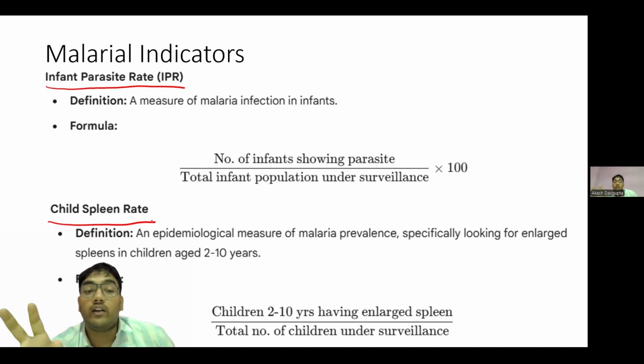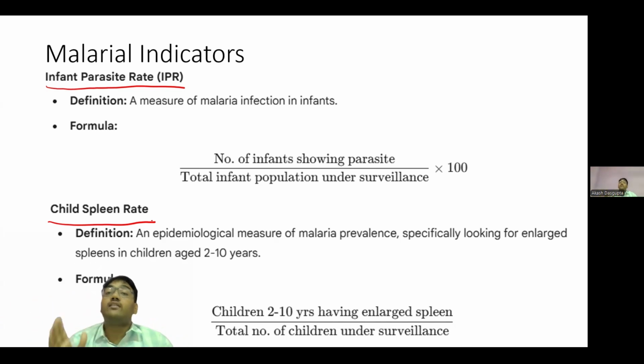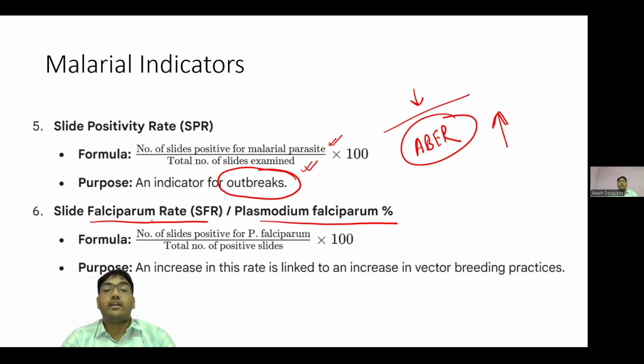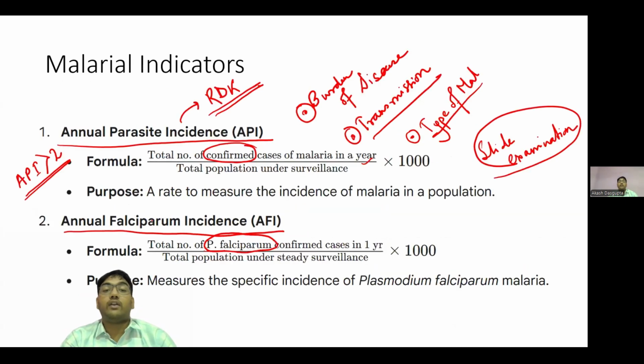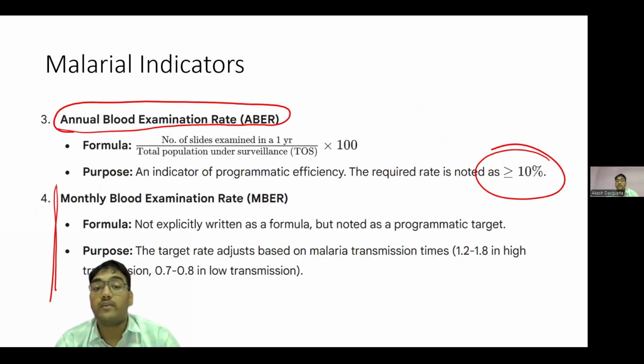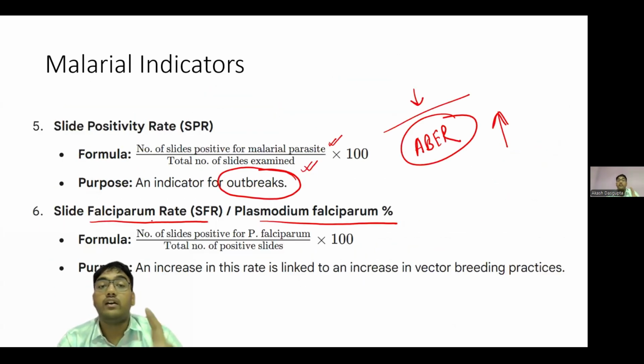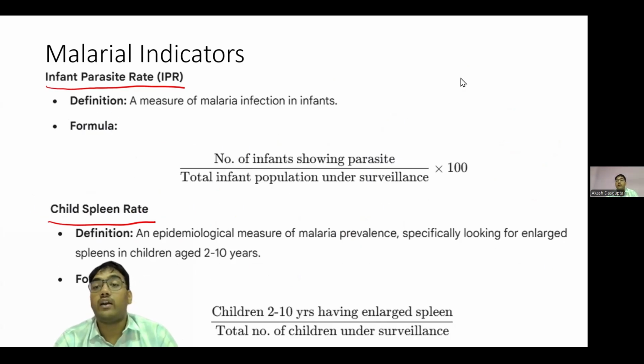Again, child spleen rate is an epidemiological measure of malaria prevalence in the recent past. So once a state or a country is going towards malaria elimination and it is talking of malaria eradication, the infant parasite rate and the child spleen rate become vital indicators for the country to be looking at. Okay, so just to recap, the indicators that we looked at are parasite incidence, annual falciparum incidence, annual blood examination rate, monthly blood examination rate, slide positivity rate, slide falciparum rate, infant parasite rate, and child spleen rate.